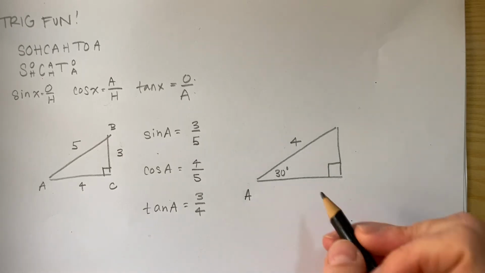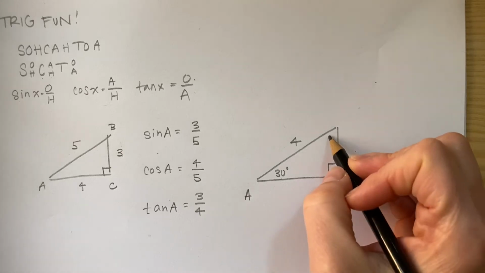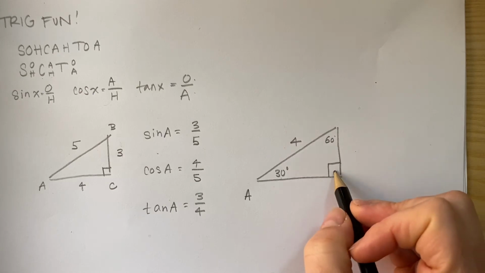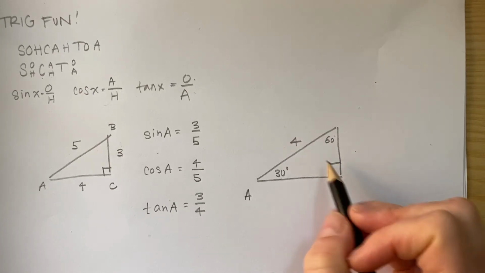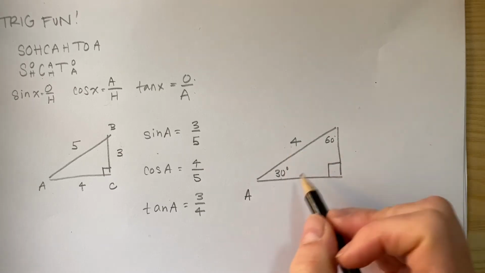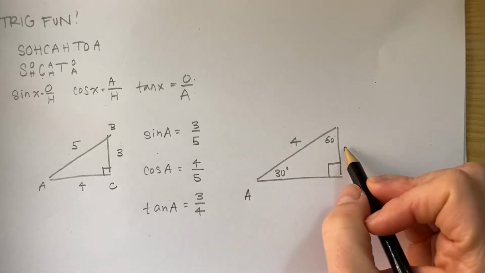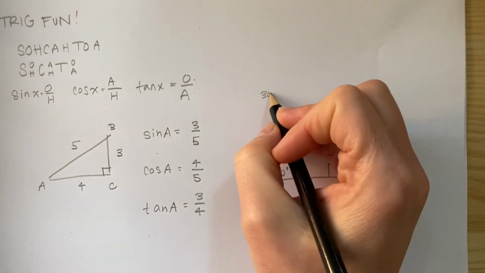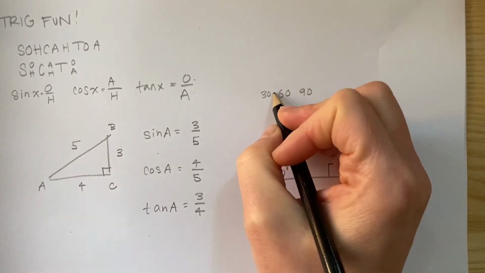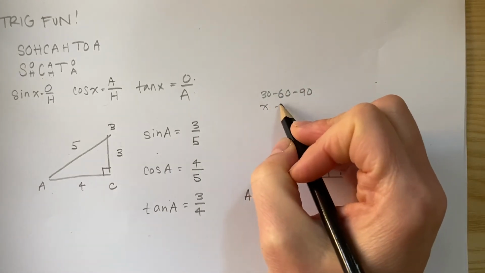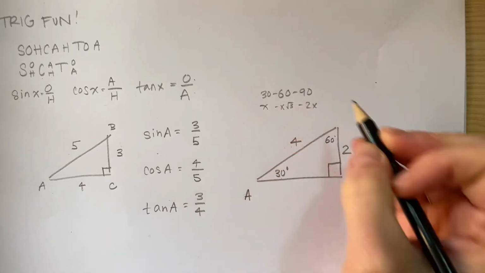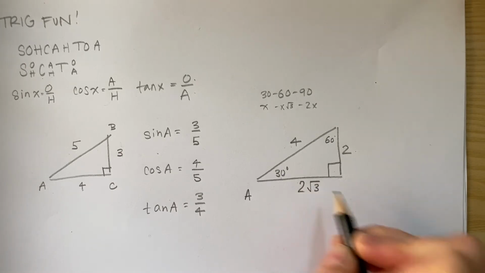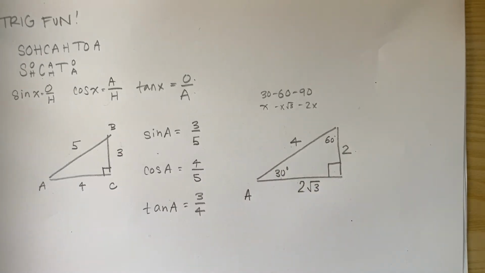And we're back. So if this is a 30-degree angle, we know this is a 60-degree angle, since 90 adds up to 180. And we know that the side opposite the 90-degree angle is 4. Well, if we think about this as half an equilateral triangle, then the side opposite the 30 will be 2. And following our 30, 60, 90 pattern, x, x root 3, 2x, the side opposite the 60 will be x root 3, or in this case, 2 root 3. And if you're not sure, you can do the Pythagorean theorem to prove it.